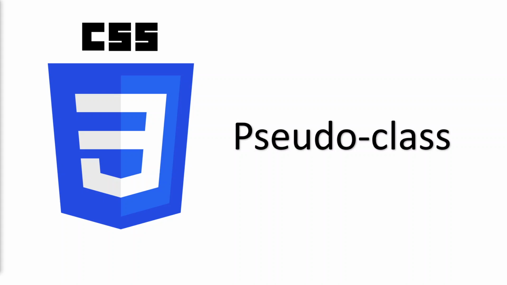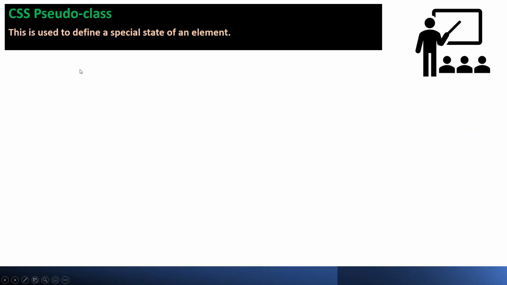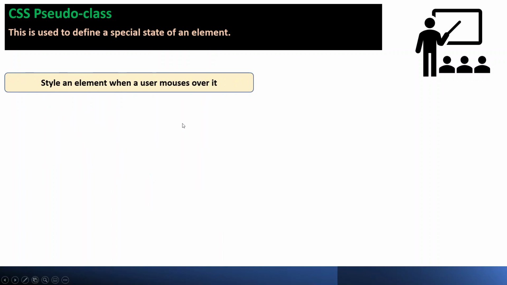Hello, everybody, and welcome to today's lesson, CSS Pseudo-Class. And what is CSS Pseudo-Class? This is used to define a special state of an element. And so we are going to be seeing what this does. For example, it can be used to style an element when a user mouses over it.